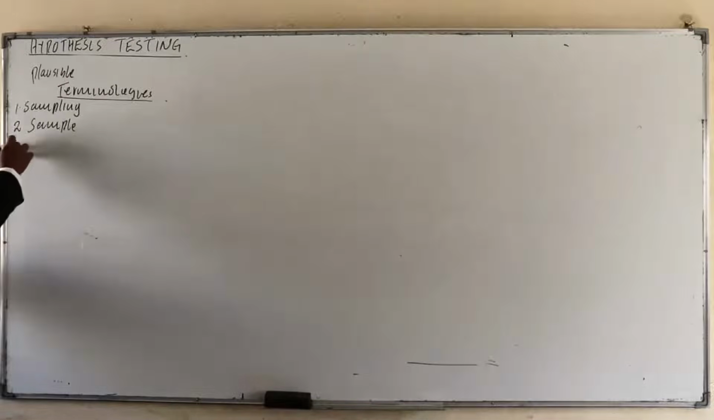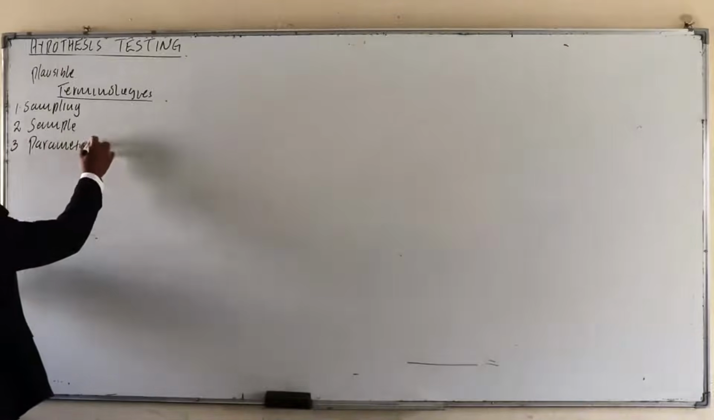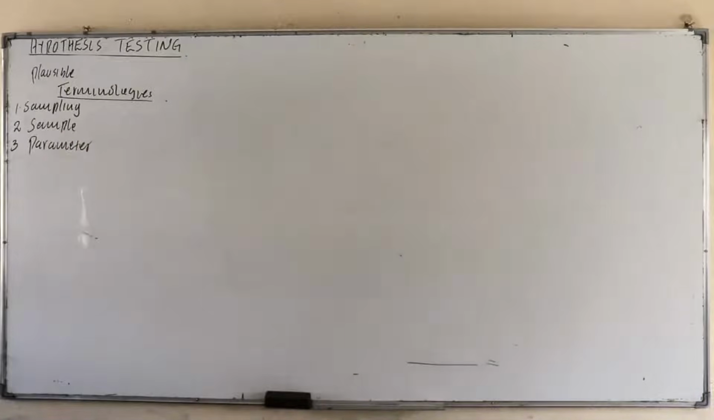Number 3, parameter. What do you mean by parameter? This is the measure used to describe a characteristic of the population.